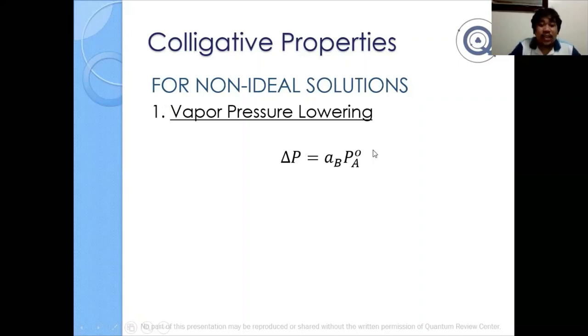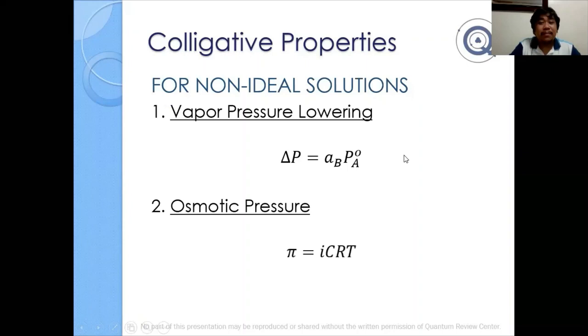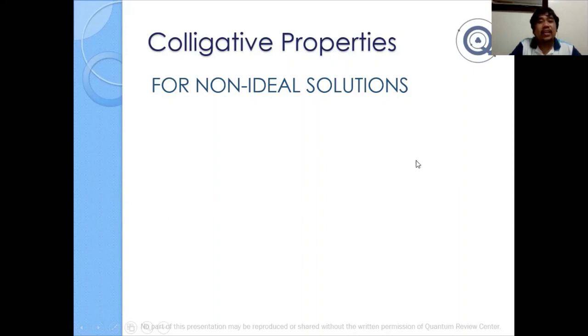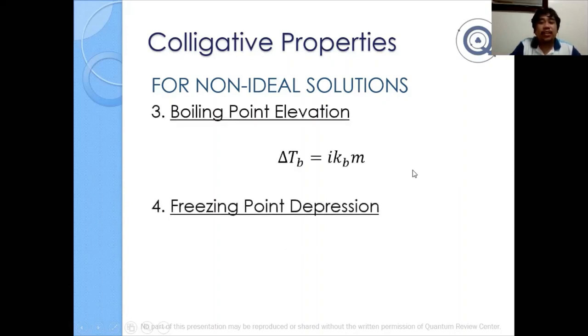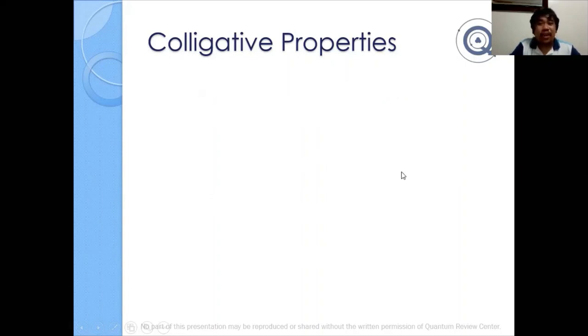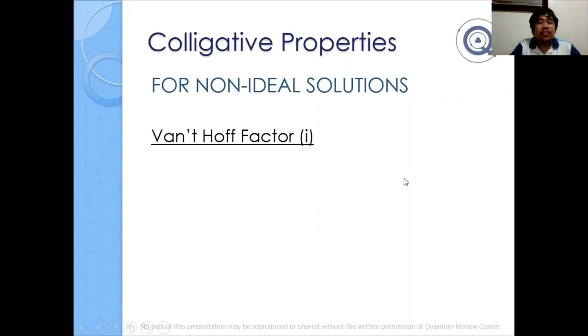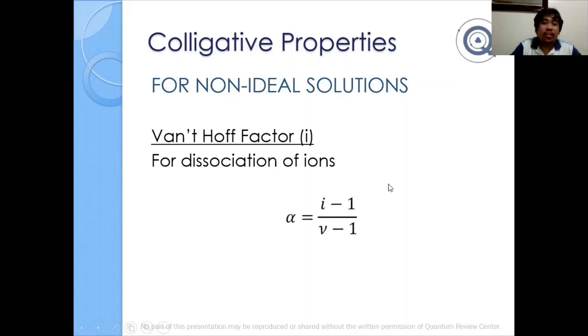Next, for osmotic pressure, we introduce a new parameter, which is i. I'll tell you later what i is. You just add a factor of i. For boiling point and freezing point depression, they also have the same i; you multiply by i. So what is i? I is called the van 't Hoff factor. The van 't Hoff factor i can be obtained from this equation.